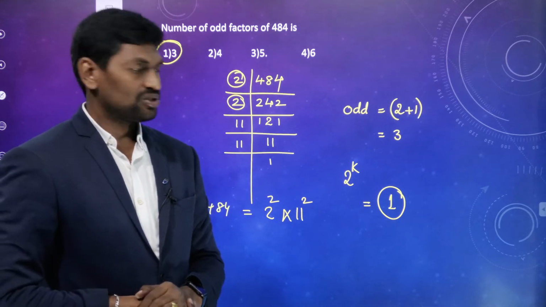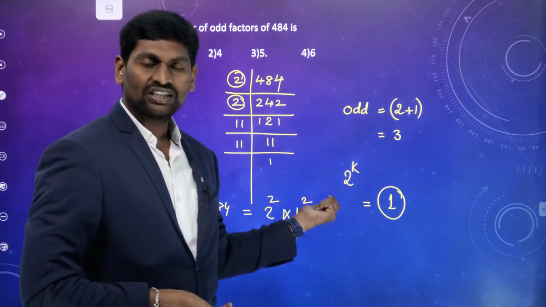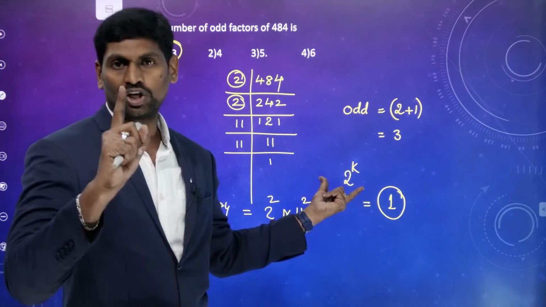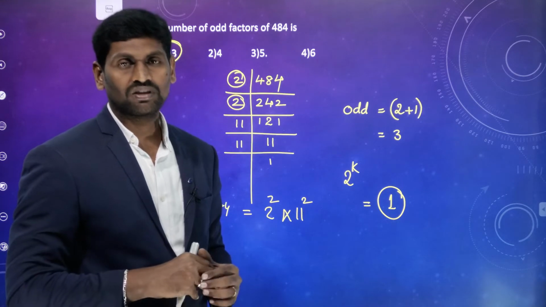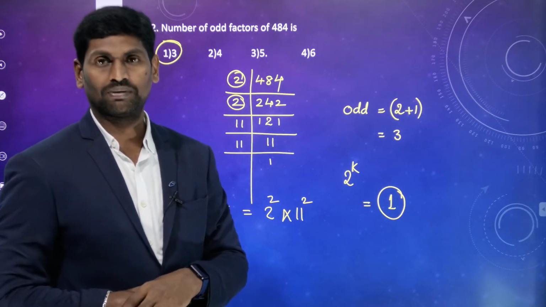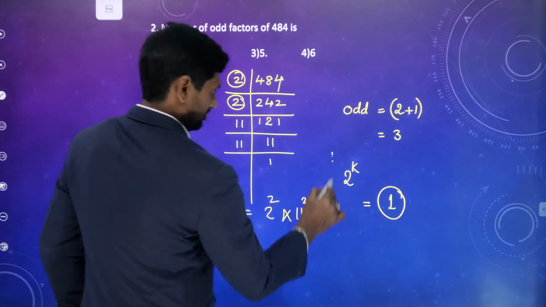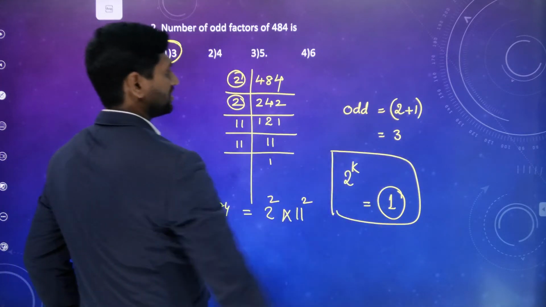Okay. So if the prime factorization has only even powers, even though we have one odd prime number there, the odd factor will be there, not the prime number itself. This one is not considered. So your answer is 3.